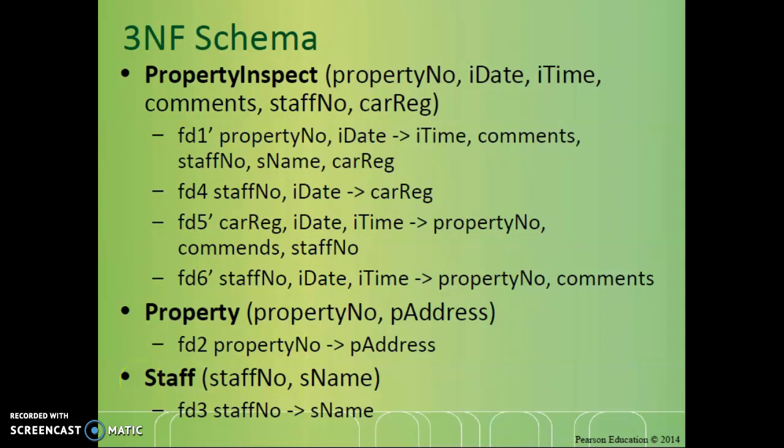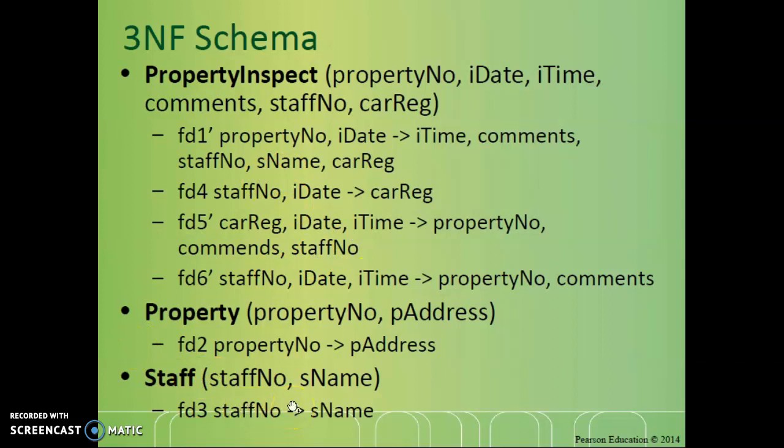Hello students, in the previous lecture series video related to BCNF, we converted the unnormalized form into 1NF, 1NF to 2NF and 2NF to 3NF. Up to 3NF we have seen. So in 3NF we have three tables: property inspect, property, and staff. These are the three tables in third normal form.